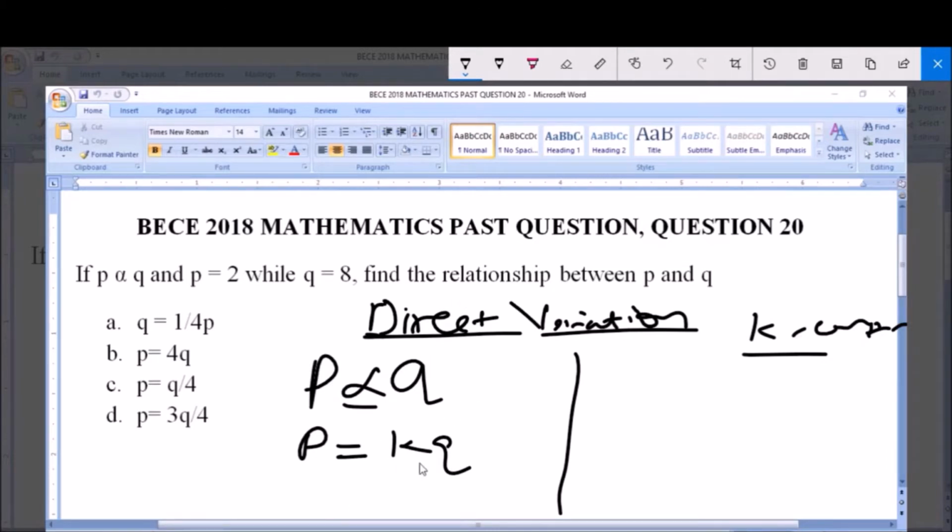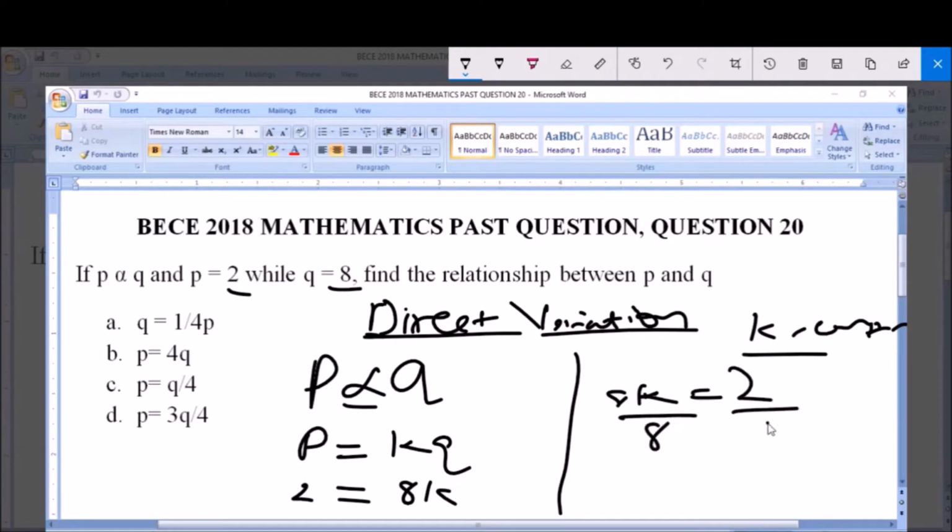Now, in order to find k, we're given that P is equal to 2 and Q is equal to 8. So therefore we have that 2 is equal to 8k. That is, Q is 8, so k times 8 will give us 8k. So from here we have that 8k is equal to 2. Now to find k, we divide both sides by the coefficient of k, which is 8. And so therefore 8 here, we cancel 8.